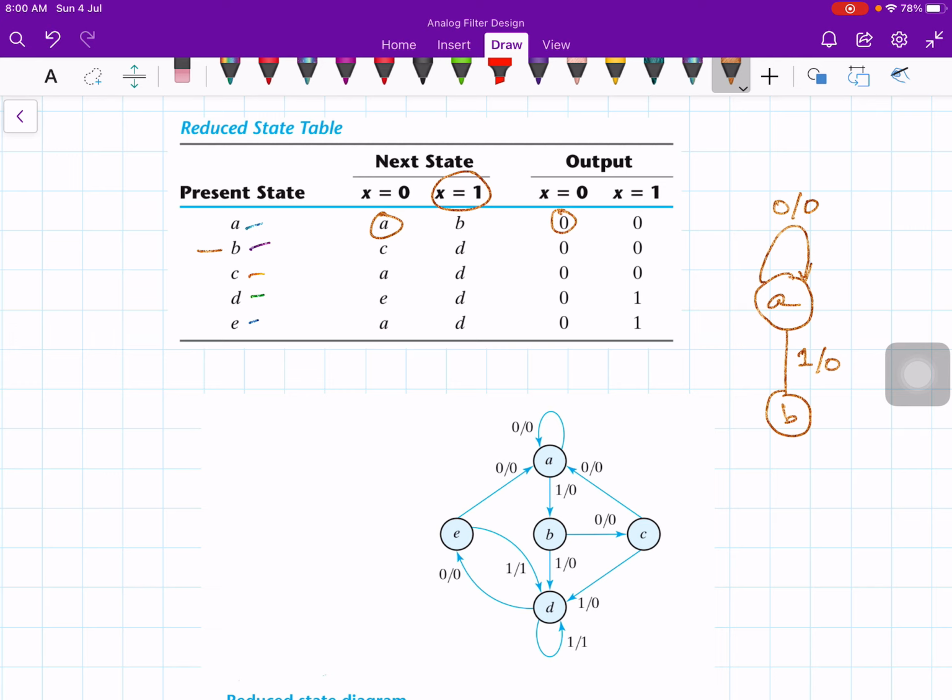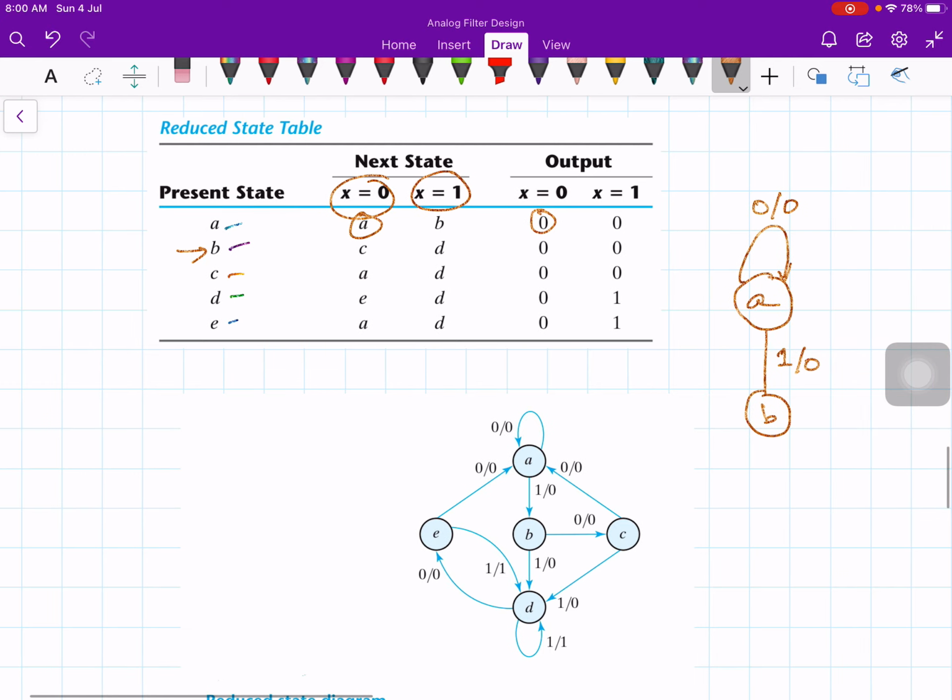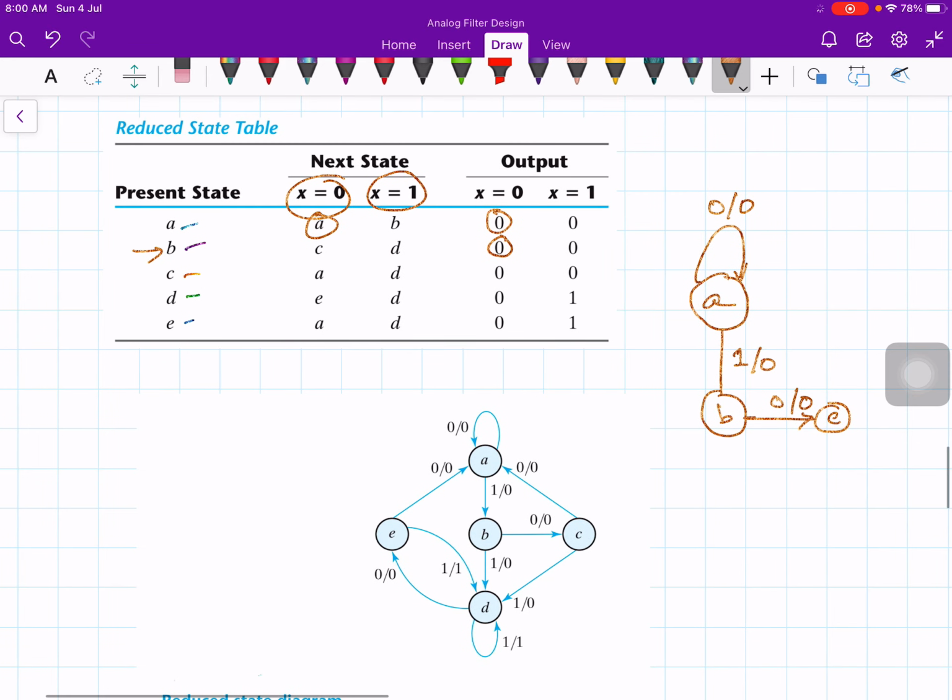Okay, now you take B. For B, input is 0, you go to C. So input is 0 and output is 0, but you move to state C. And when the input is 1, you move to the state D. Therefore input is 1 and the output is 0, but you move to the state D. So like that you can construct.